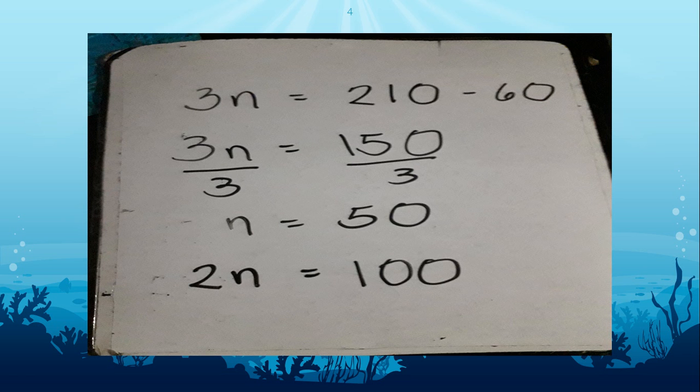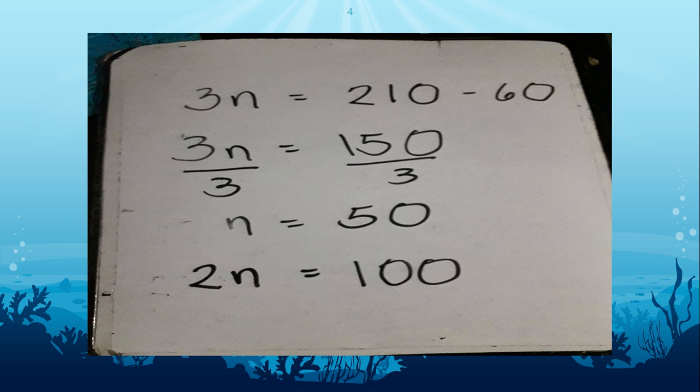Solving for n, dividing both sides by 3, 3n divided by 3 is n, and 150 divided by 3 is 50. Therefore n is equal to 50, and 2n is equal to 2 times 50, or 100. Hence, the two numbers added to the dataset are 50 and 100.